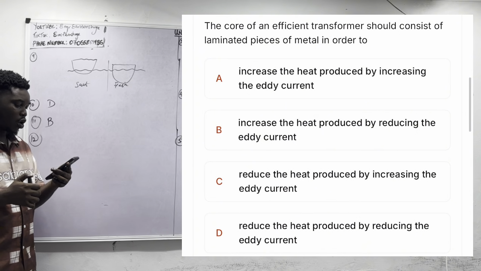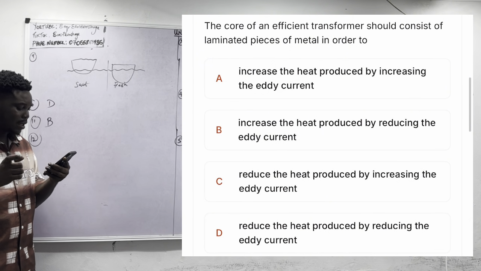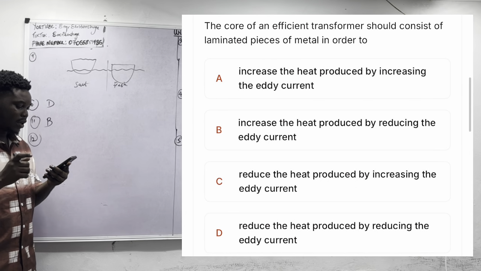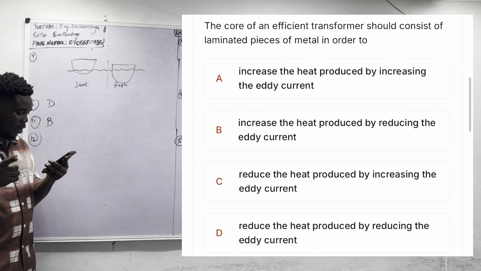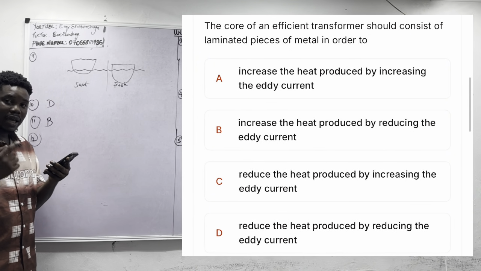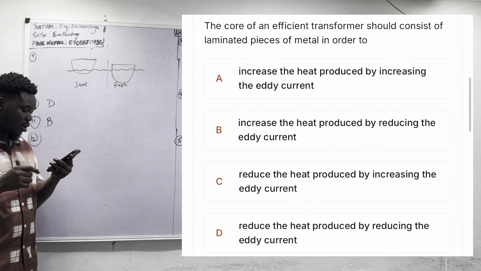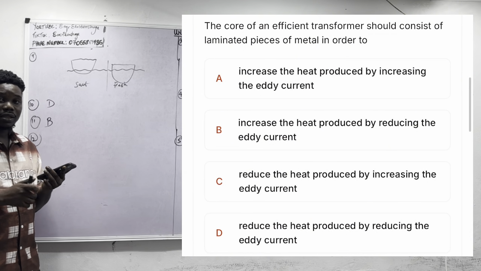Number 12, the core of an efficient transformer should consist of laminated pieces of metal in order to dash. Now, when you laminate, you are going to reduce the heat produced by reducing eddy current. So the answer should be option D, reduce the heat produced by reducing eddy current.